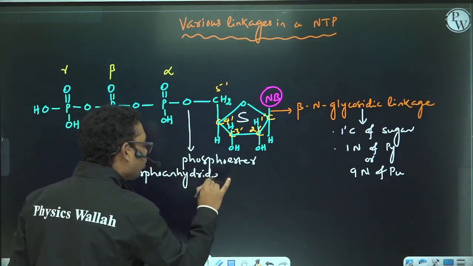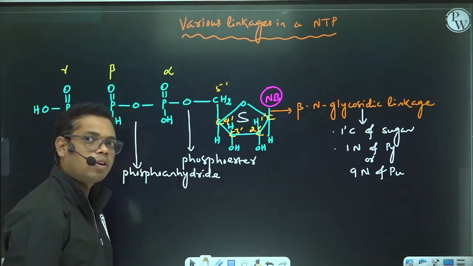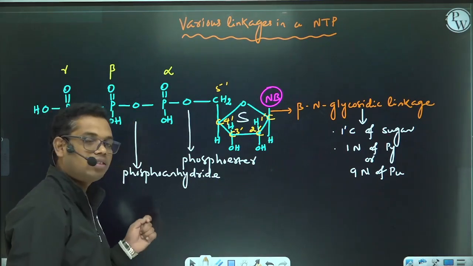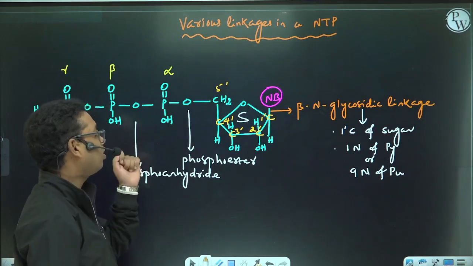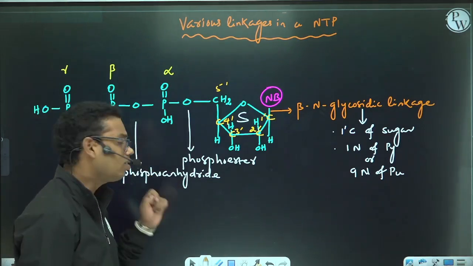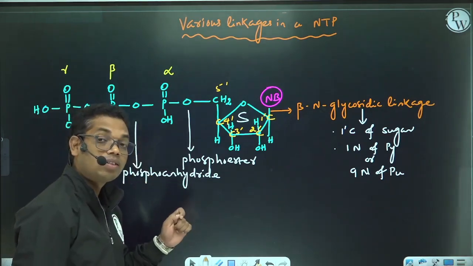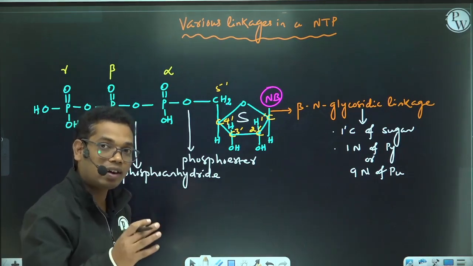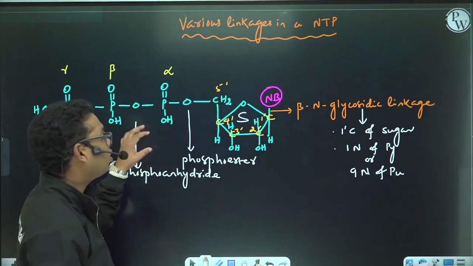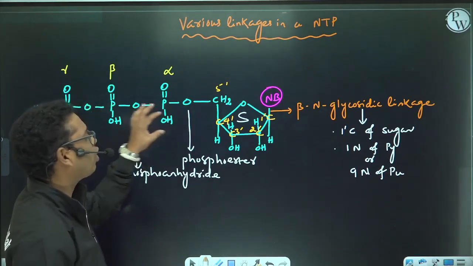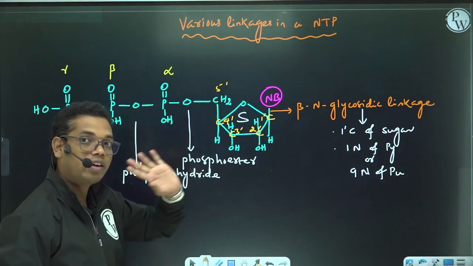This is not phosphodiester. No. Many students commit this mistake, saying the linkage is phosphodiester. No, it is the phosphoanhydride. The linkage between two nucleotides is the phosphodiester linkage. Here I am talking about the bond between the two phosphate groups, not between two nucleotides.